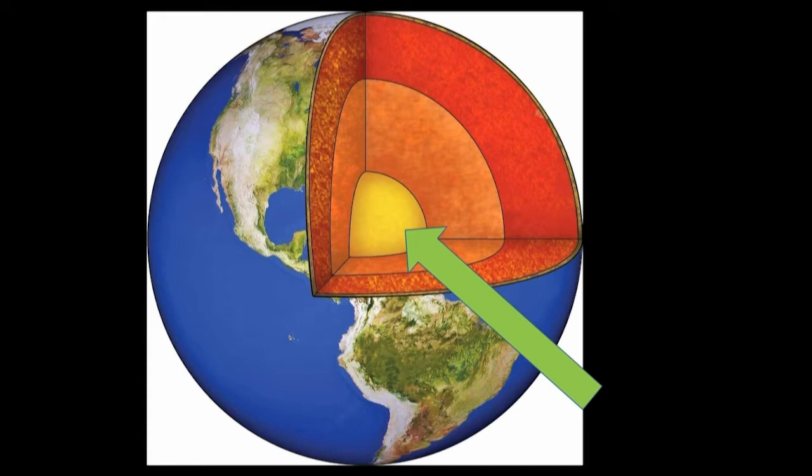This is why the metal at the very center of the Earth, the inner core, is solid instead of liquid. Despite the intense heat, there is simply too much pressure caused by the weight of the rest of the Earth. So the center of the Earth cannot melt, and it remains a solid.